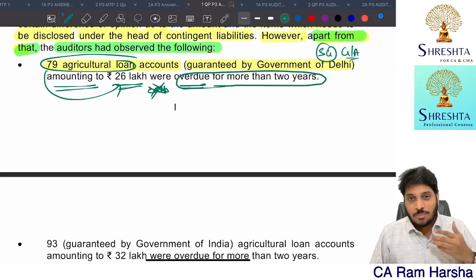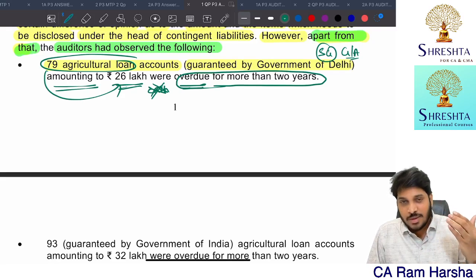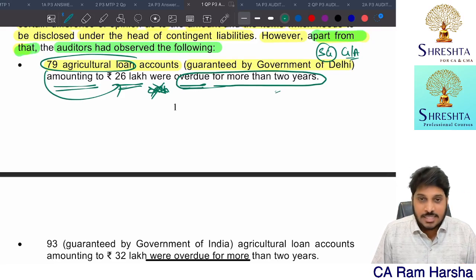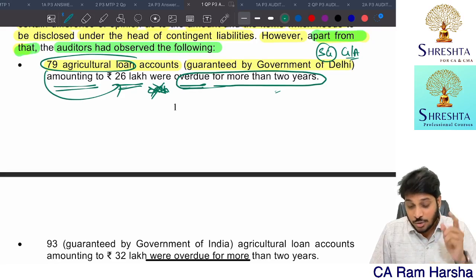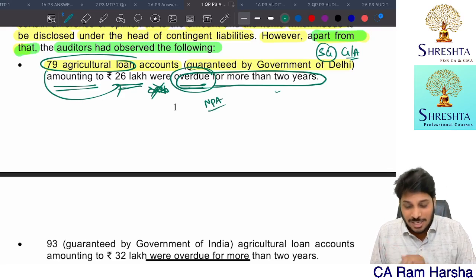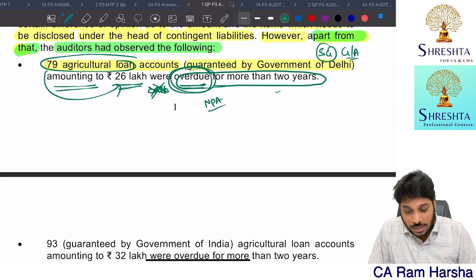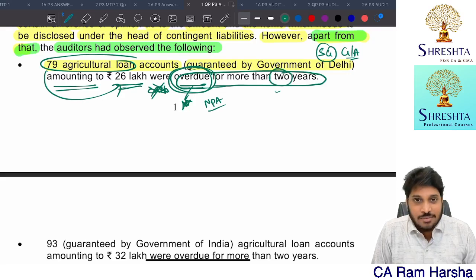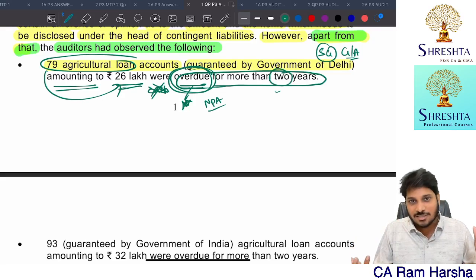Generally, for an agricultural loan, whether it's an NPA or not depends upon the crop season. But here they didn't tell that. Directly they said overdue for more than 2 years. They used the word overdue straight away. Overdue means it's already an NPA, the due date is already crossed. So the important observation is that they were already overdue. For how many years they were overdue is not necessary for us.